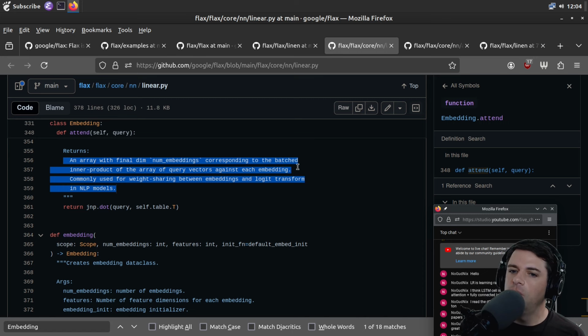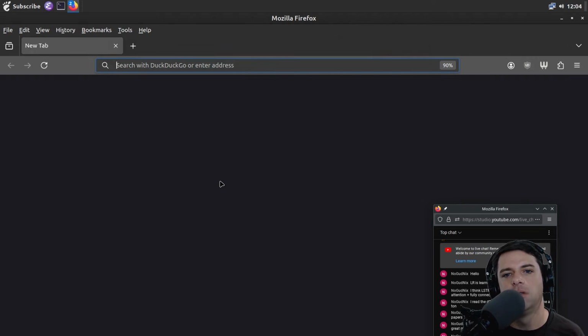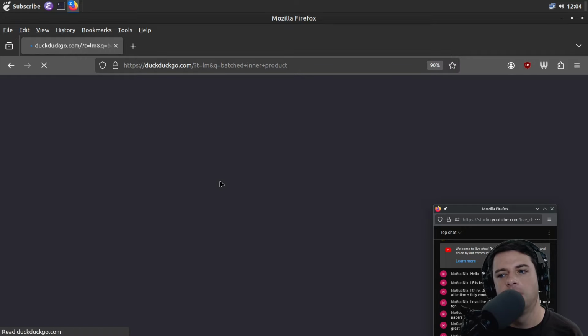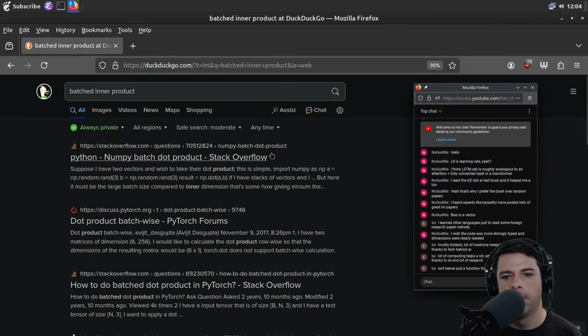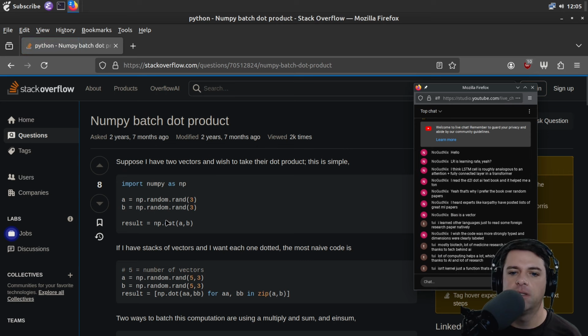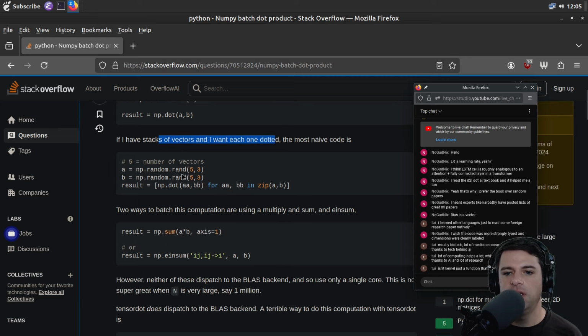Does that just mean we promote one vector to a matrix? Commonly used for weight sharing between embeddings and logic transforms in NLP models. NumPy batch dot product. Suppose I have two vectors and I wish to take their dot product. This is simple. If I have stacks of vectors and I want each one dotted, the most naive code is we're going to call dot for each of these things. It's not obvious to me why we're zipping them.